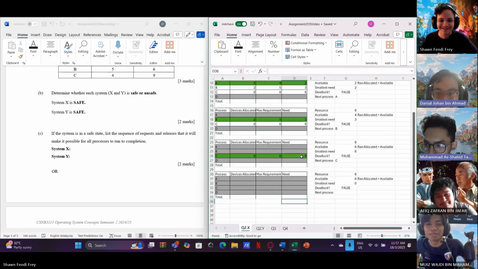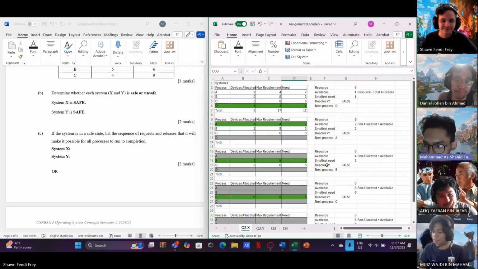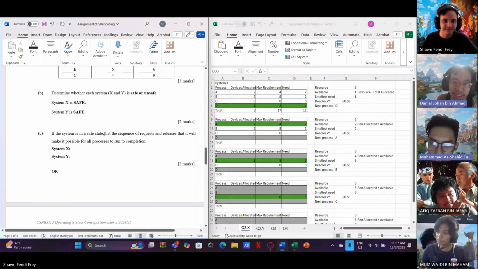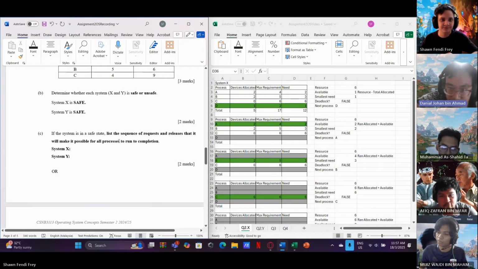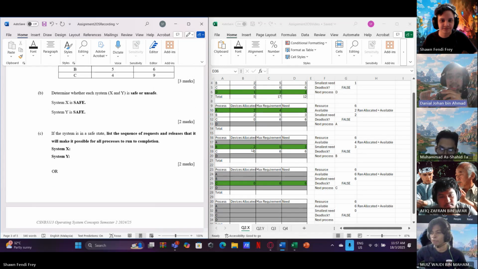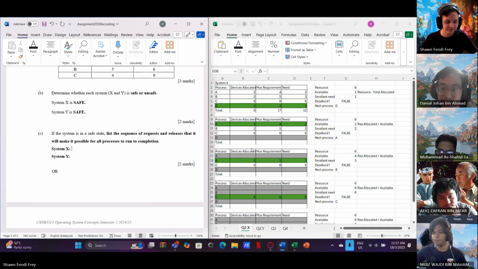So we could assume that actually system Y and system X are safe. To find the sequence of the requests and releases, we look at the next process cell. So for system X, the next process will be D, A, B, and C. So it's D, 2A, 2B, 2C.